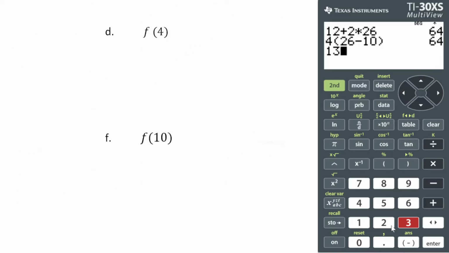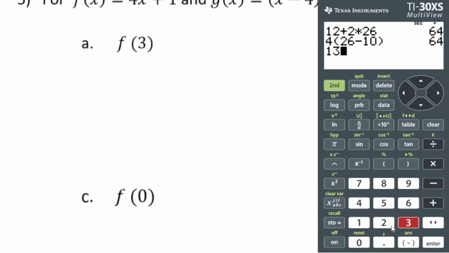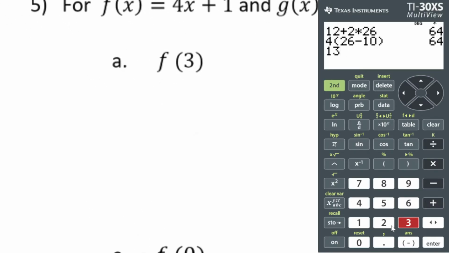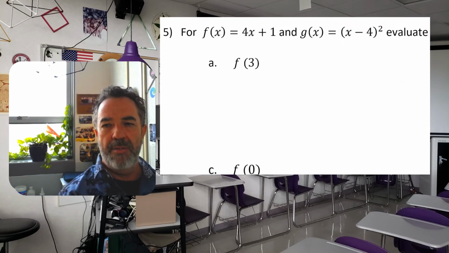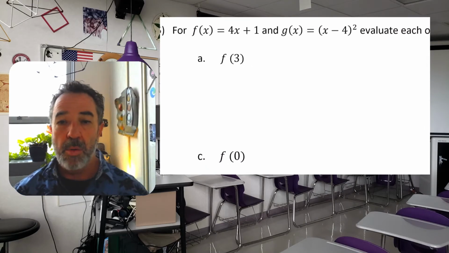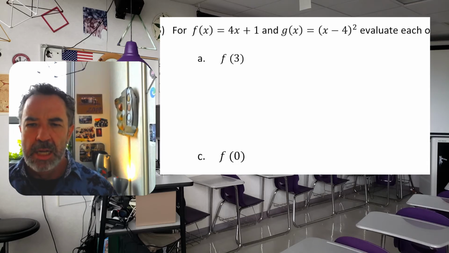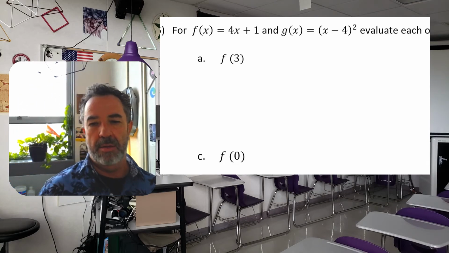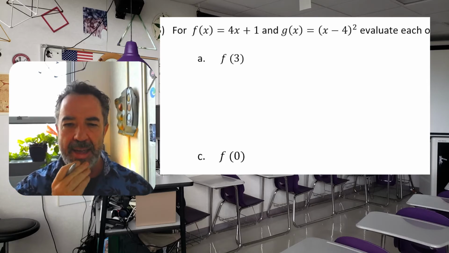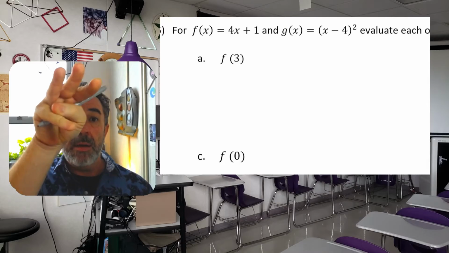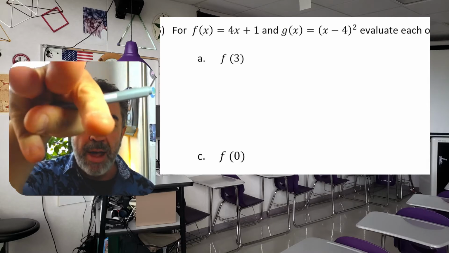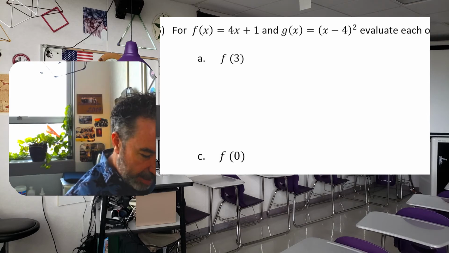All right, moving on. Our next question involves 2 functions, right? The 2 functions you're given are f of x and g of x, and we're asked to evaluate those for certain input values. So if I look at A, it says you're going to give the function f the number 3. So here comes 3, and it's going to land right into the function f. What is the function f? It's 4 times whatever you're giving it plus 1.